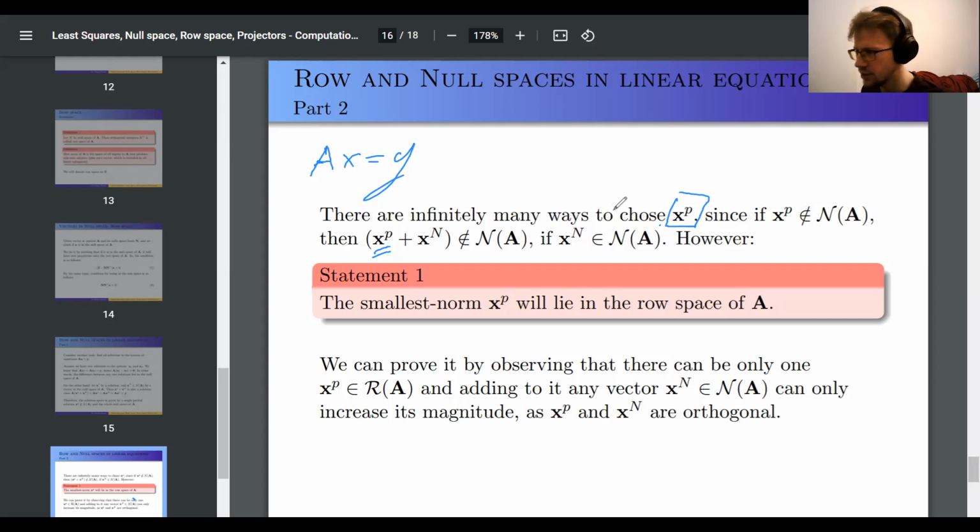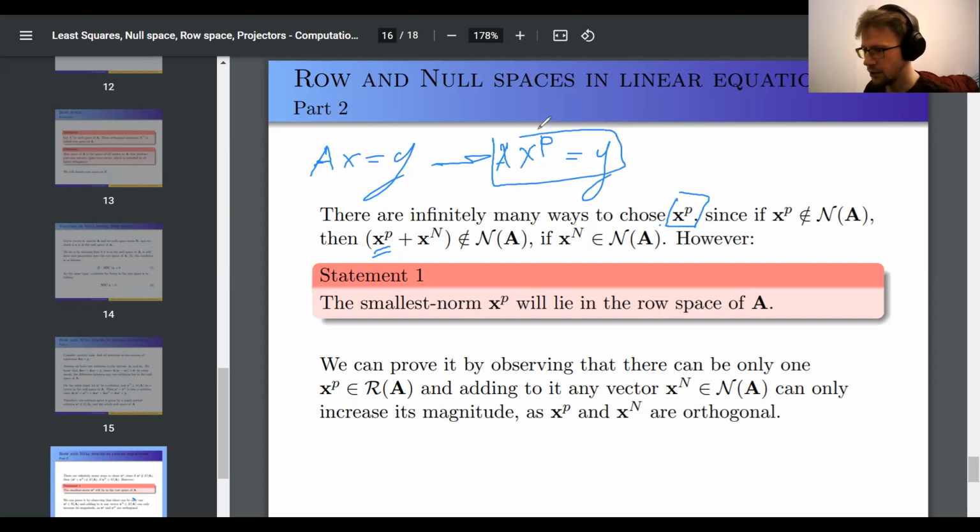Question. Yes. What is a partial solution? Partial solution means that it is some solution, basically it means that A xp is equal to y. The reason people say partial is because it is just one of many solutions. There are no special properties, just one of many solutions. Oh, okay.